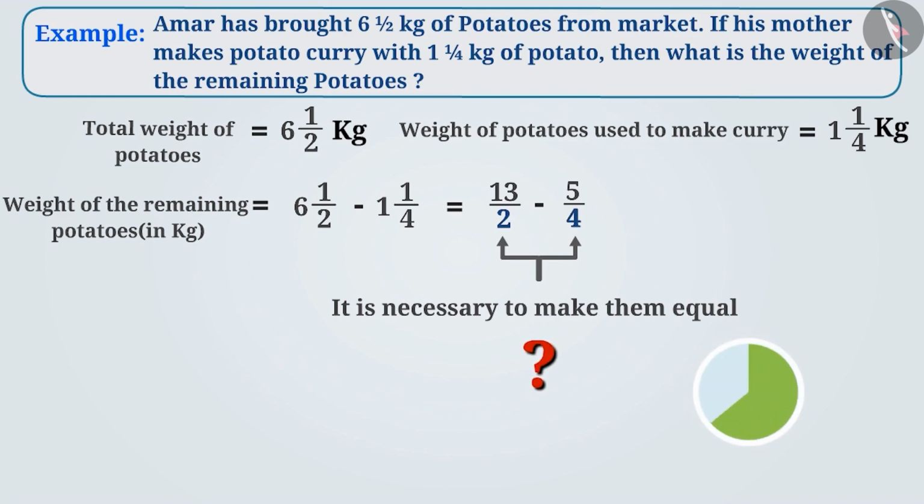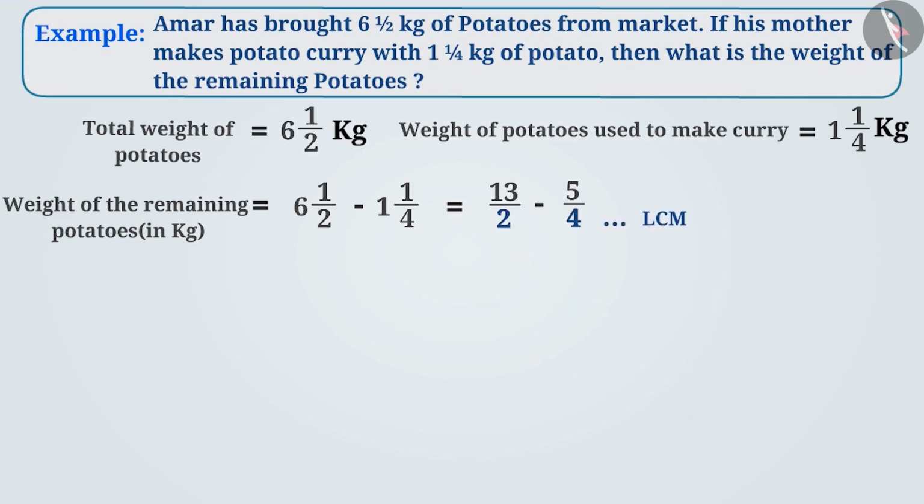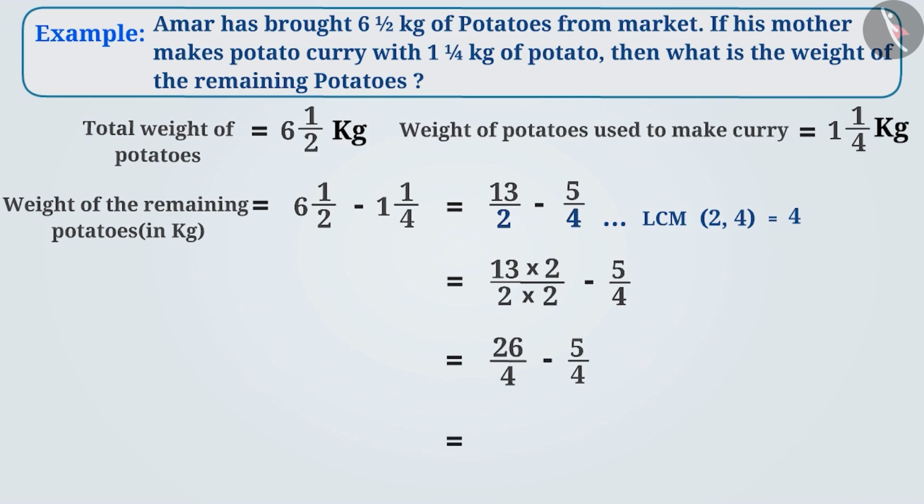Absolutely correct. We use LCM to find the value of this. The LCM of 2 and 4 is 4, so both denominators will be 4. To do so, we will multiply the numerator 13 and the denominator 2 of 13 by 2 by 2. And since the denominator of 5 by 4 is already 4, it remains as it is. After multiplication, we get the fraction 13 by 2 as 26 by 4.